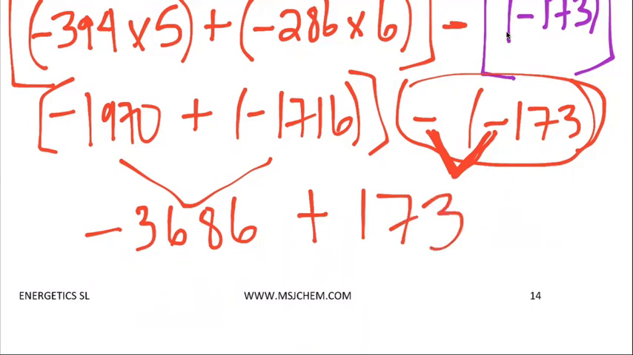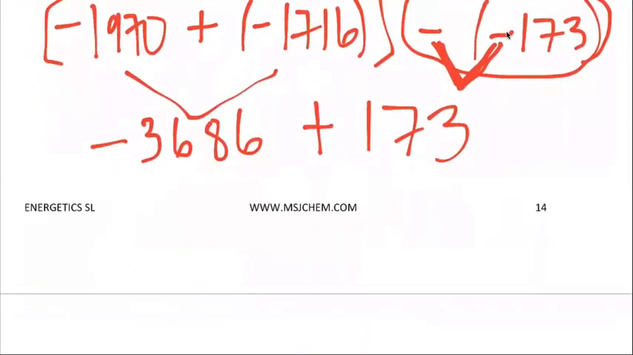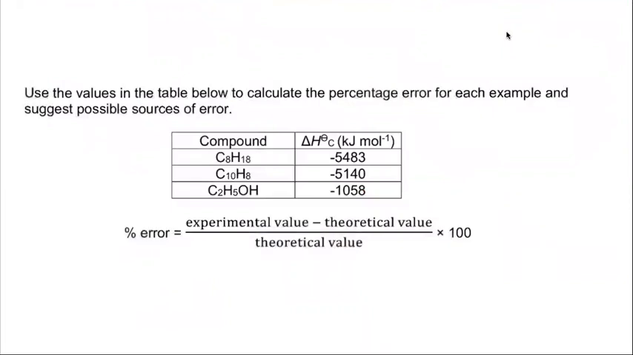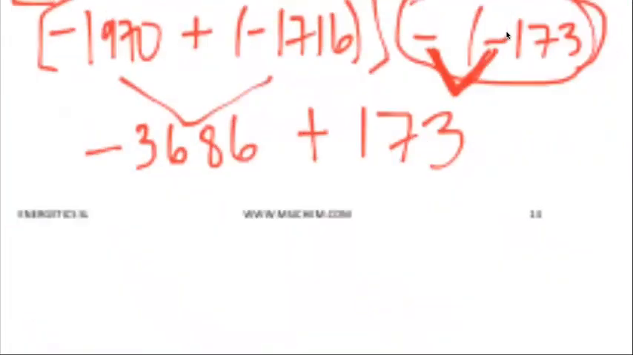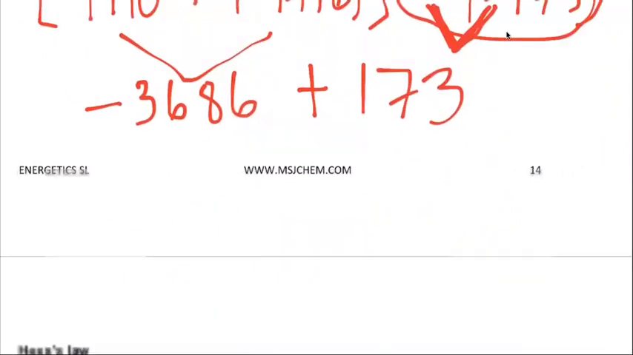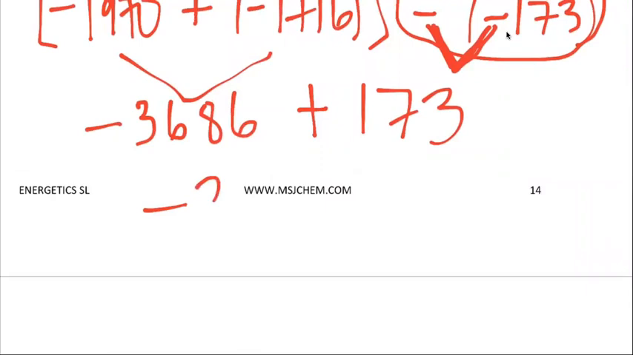Okay. So then I have that negative 3,686 plus 173. And then that's going to be my final answer. Oh, I keep going back up to the other part. Okay, there we go. That gives me negative 3,513, and it's kilojoules times mole to the -1 because it's kilojoules per mole.